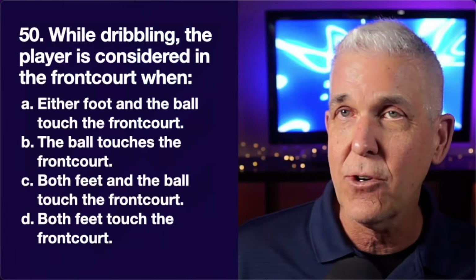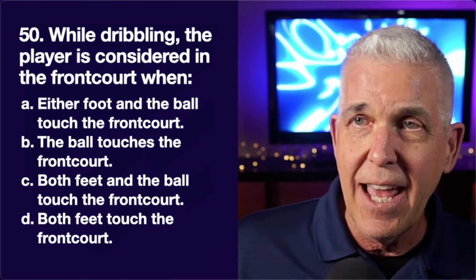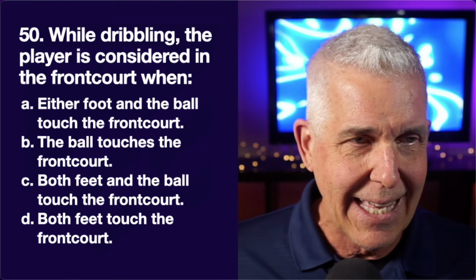If the player dribbles to the division line and is dribbling the ball in the front court, but one or both of their feet are in contact with the backcourt, the ball has backcourt status. Not until all 3 points, as many officials refer to in any backcourt question, when a player is dribbling from the backcourt to the front court, the ball remains in the backcourt until the player has established all 3, both feet and the ball, in the front court. That's my story, and I'm sticking to it. So our correct answer here is both feet and the ball touch the front court. The correct answer is C.